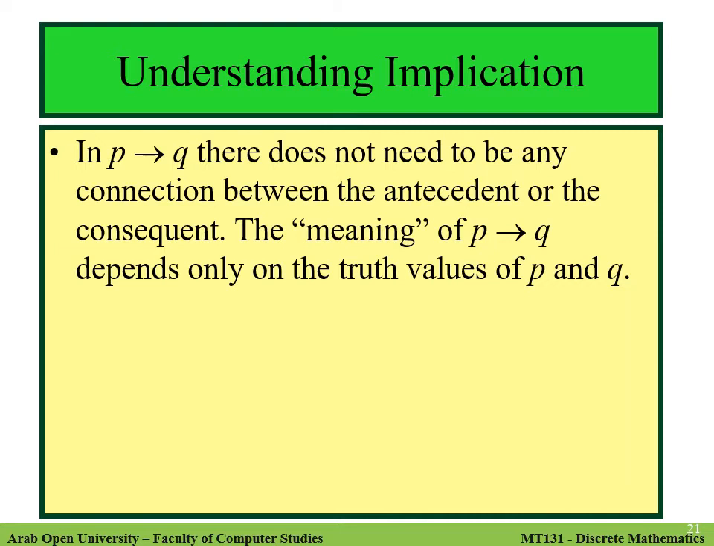Here is a restatement of the same fact. In the implication statement, P implies Q, there does not need to be any connection between the antecedent, which is the assumption, or P, and the consequent, which is the conclusion, or Q. P and Q need not be connected. We're only working with the truth values. The meaning of P implies Q depends only on the truth values of P and Q.